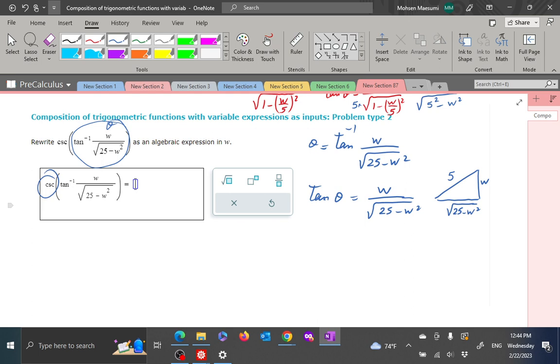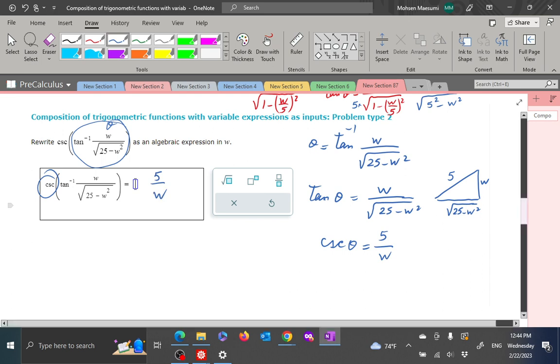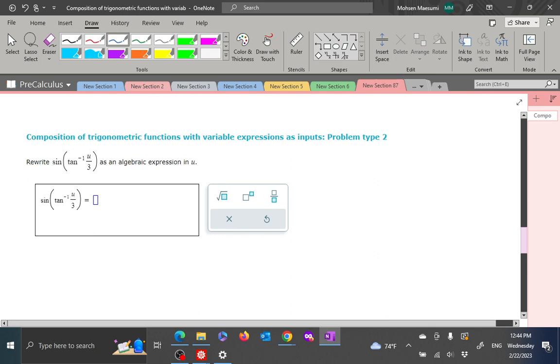Well, now what are we looking for? We are looking for cosecant of theta. Cosecant of theta is the ratio of hypotenuse to the opposite. So it all boils down to 5 over w, and that's the problem.